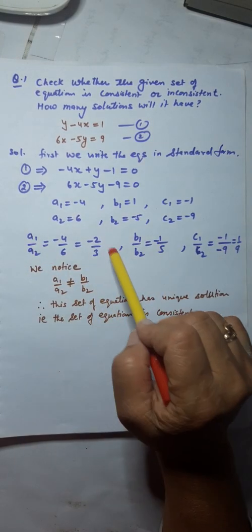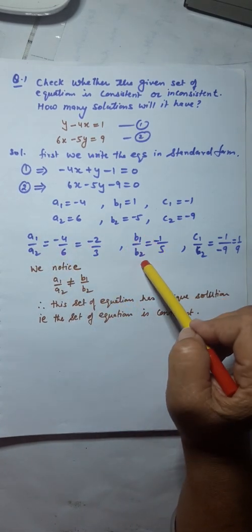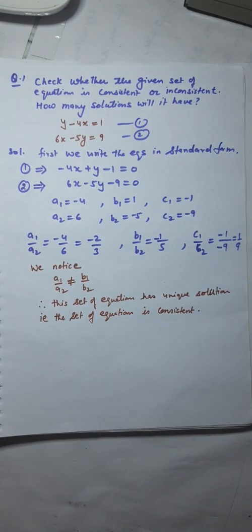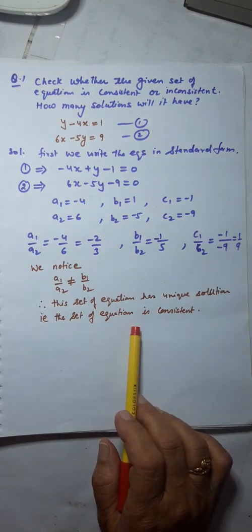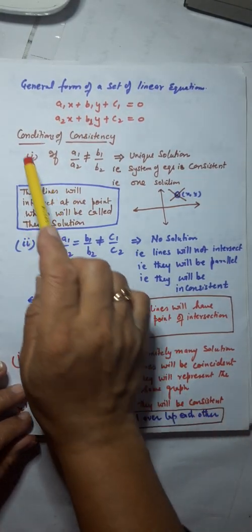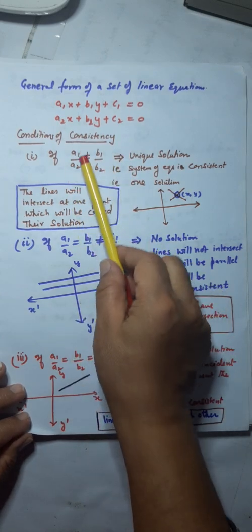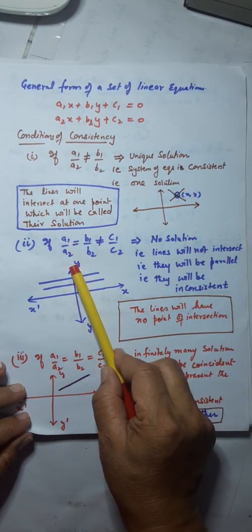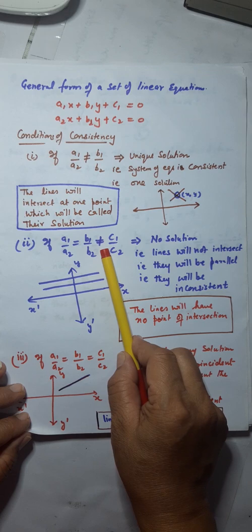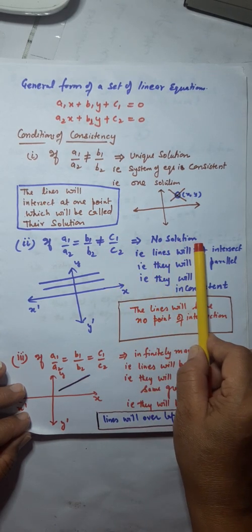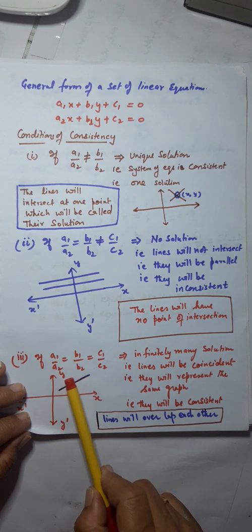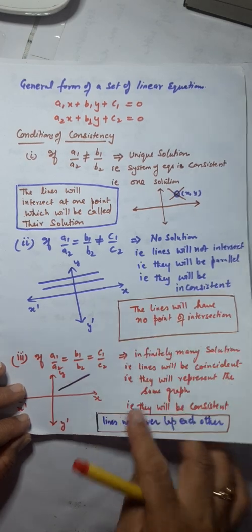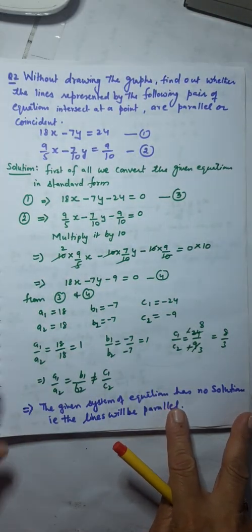And here we notice that a1/a2 is not equal to b1/b2. Therefore, this set of equations has a unique solution. That means the set of equations is consistent. Let's revise quickly. Conditions of consistency say that if a1/a2 is not equal to b1/b2, then we have a unique solution. If a1/a2 is equal to b1/b2 but it is not equal to c1/c2, then we have no solution. And if a1/a2 is equal to b1/b2 is equal to c1/c2, then we have infinitely many solutions. Next question.